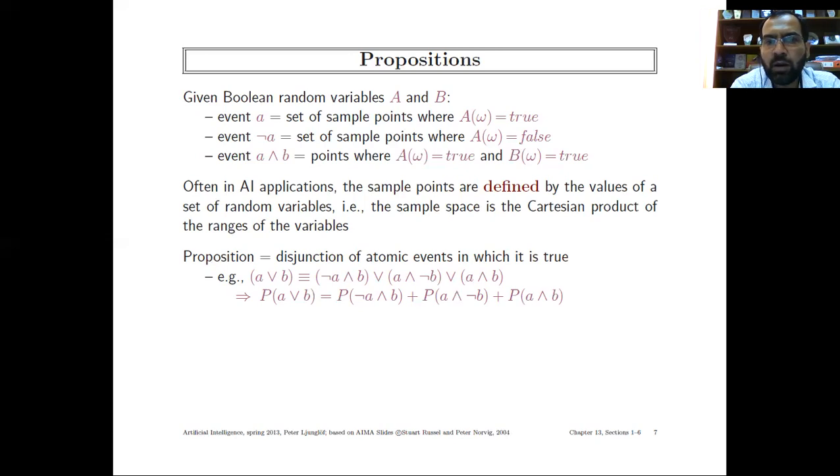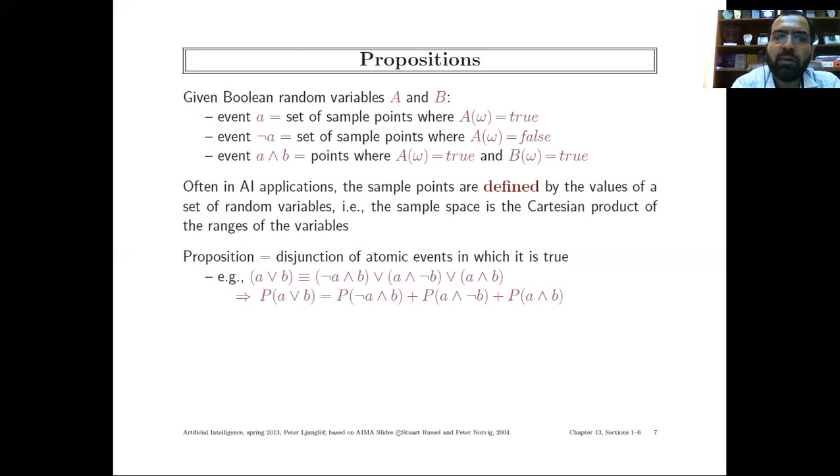So what is a proposition? It is a disjunction of atomic events in which it is true. Whenever I say disjunction, it means the events are separated by "or": atomic events, which are not further decomposable, in which it is true. For example, A or B is equivalent to, and the three-line symbol is normally called equivalent to, used when we are equating logical terms, not of A and B, or A and not of B, or A and B.